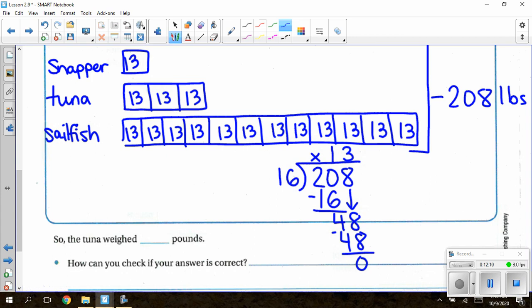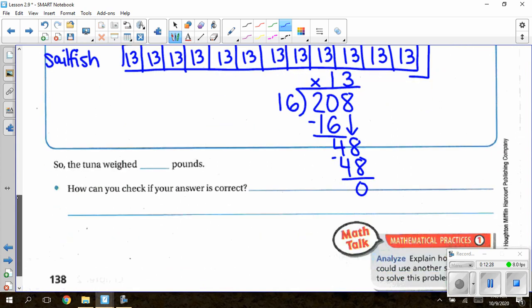So now I can figure out the weight of the tuna. I know the tuna is 3 boxes, so I need to take 13 times 3 to get the weight of that tuna. So 13 times 3 is 39. So my final answer, since I only had to find the weight of the tuna, is 39 pounds.